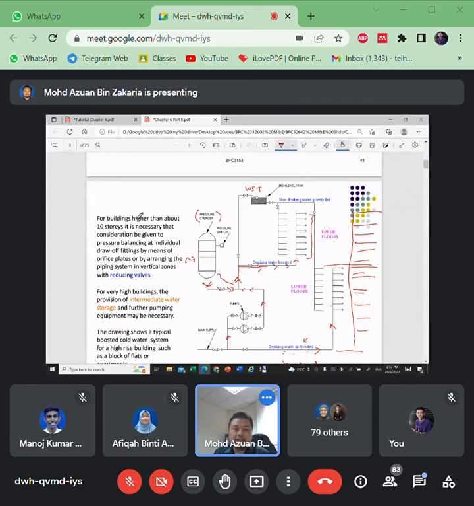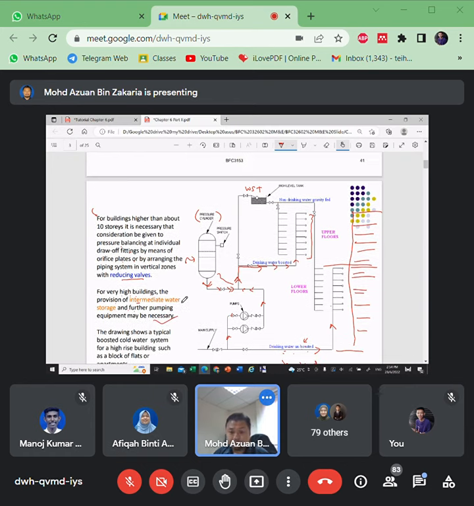Right. Okay, let's read a little bit. For building higher than about 10 storeys, it is necessary to consider that consideration be given to pressurized balancing at individual drop-off fittings by means of orifice plate or by arranging the piping system in vertical zones with reducing valve. So for very high building, the provision of intermediate water storage and further pumping may be necessary.